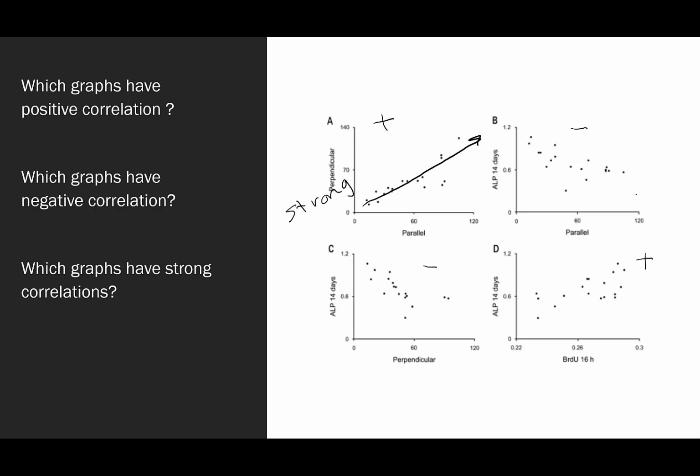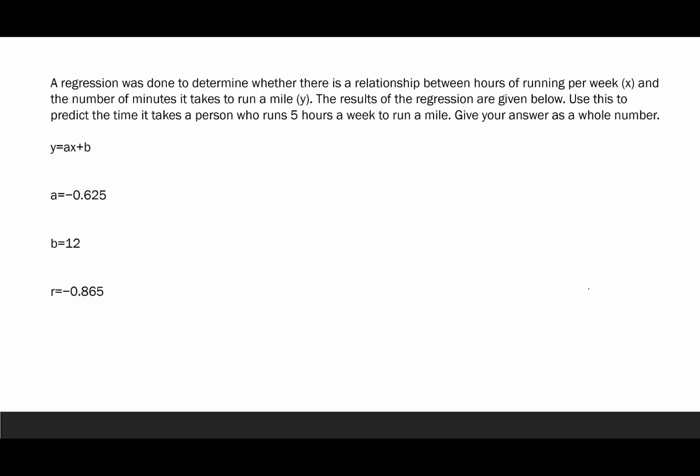B looks a little bit more scattered. C, I can also see a line, so let's also say that's pretty strong. And then D, again, a little more scattered. As we go to Desmos and put things in, I'll show you how to put the correlation coefficient in Desmos as well. A regression was done to determine whether there's a relationship between hours of running per week, X, and the number of minutes it takes to run a mile, Y. The results of the regression are given below.